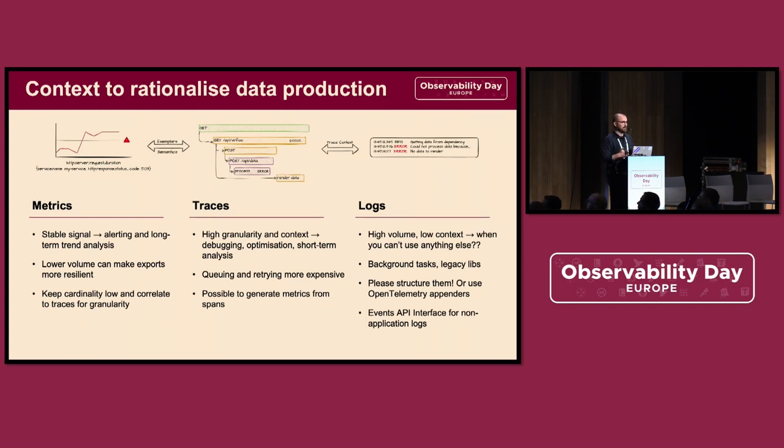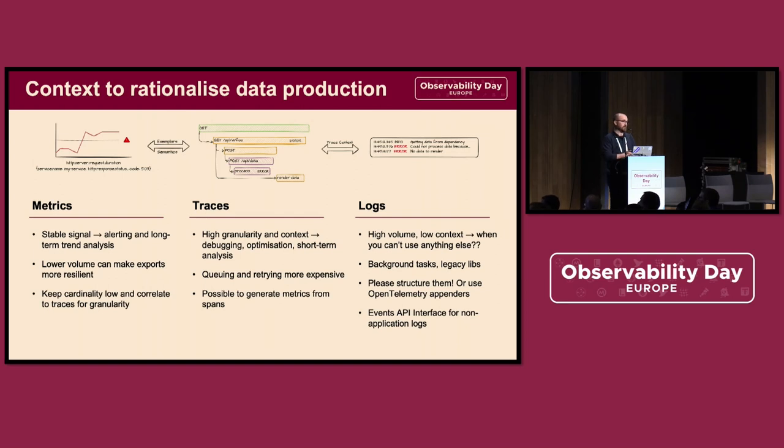Another way to think about the return on investment on your telemetry data is to use each signal for its intended purpose. We've got metrics, we've got traces, we've got logs for now. And if you think about metrics, for example, they provide you that stable signal, right? You produce telemetry data from metrics at a frequent interval. And it doesn't matter if your particular replica is receiving 5,000 or 500 requests per second. You are going to produce a stable amount of telemetry data from those metrics.